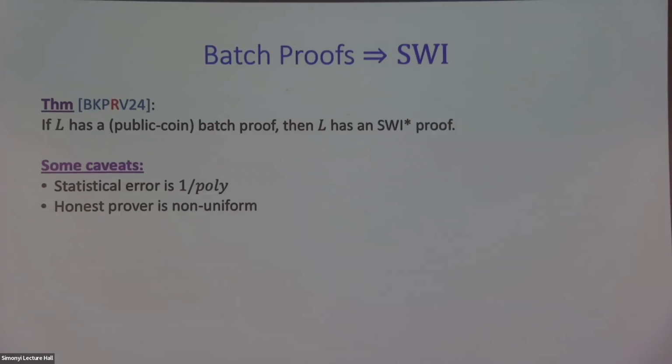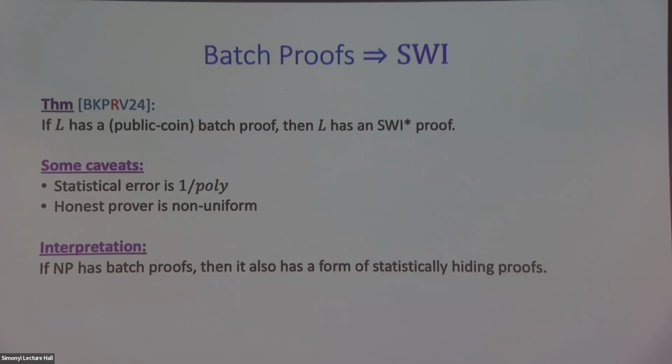First of all, the statistical error that we got, the statistical distance between the two cases, we would have liked it to be negligible, but it's not. So it's inverse polynomial. So it's small, but it's not that small. That's one caveat. And the second, when we construct this SWI proof, the honest prover there is non-uniform. So you can implement it by polynomial-sized circuits or Turing machine with advice, but it has a non-uniform feature going on. These are two caveats of the proof that we don't know how to remove. Still, especially if you think of it as a negative result, which I'll try to explain in a second, I don't mind these that much.